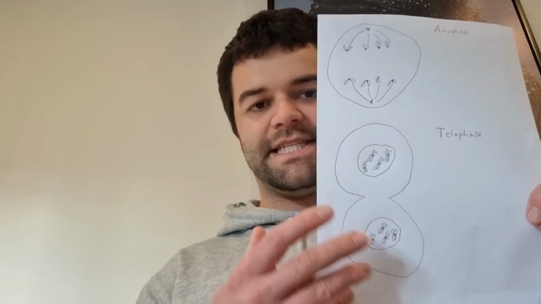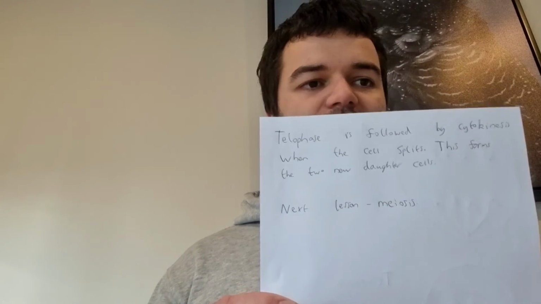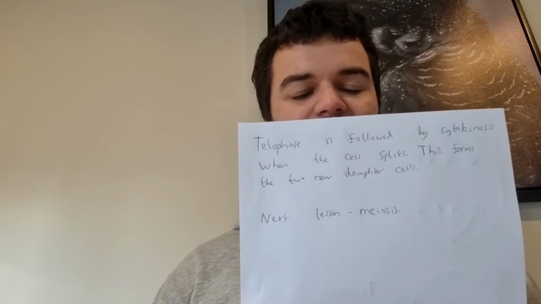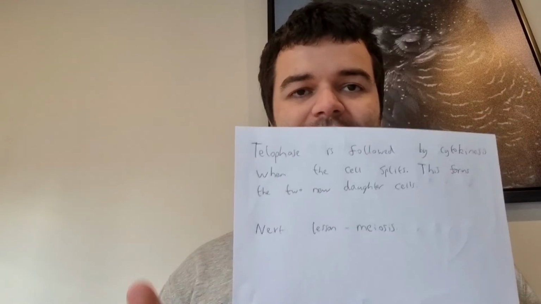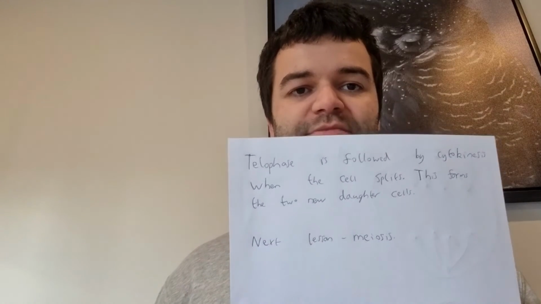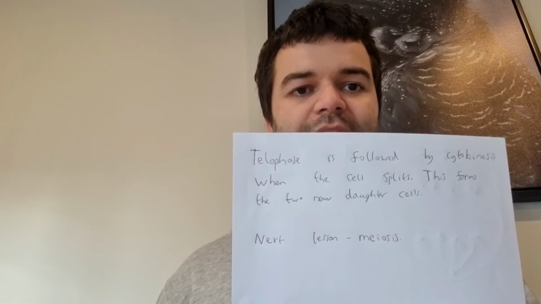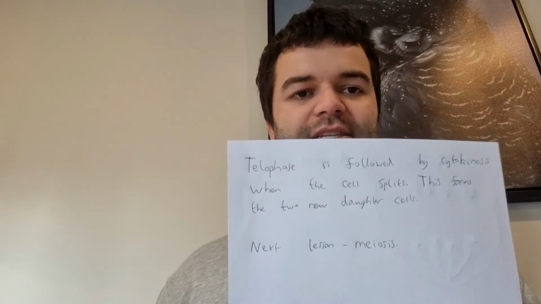The spindles and the spindle fibers disappear, the nuclear membrane reforms, and the cells are really now about to separate. And when they do separate, that's called cytokinesis. Okay, so cytokinesis is when the cells split apart after all the processes in the nucleus that we've looked at have happened. And after that, we're left with 2 identical, what we call daughter cells. Okay, so that's the basics of mitosis.